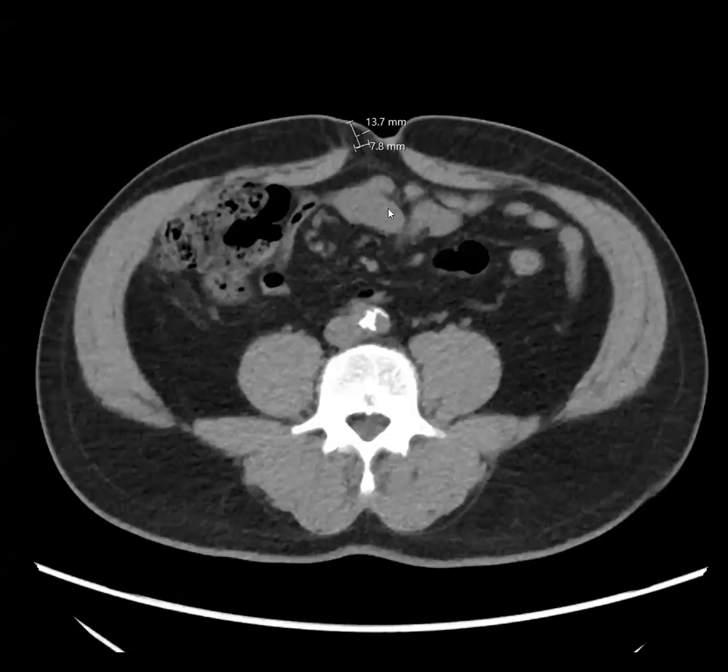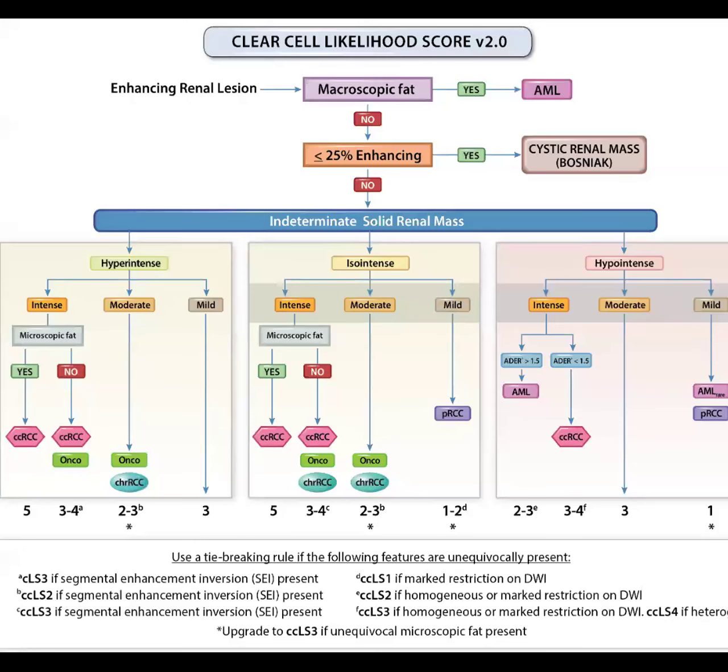Oh, wait, I gotta show you something. Okay, look. So this is the CCLS algorithm. And you know how you just said you didn't know oncocytomas could have fat? Actually, the microscopic fat only shows clear cell, and if it's no, it goes to oncocytoma. So I think it must be really rare. But that was definite microscopic fat, and it was pretty convincing segmental enhancement inversion.